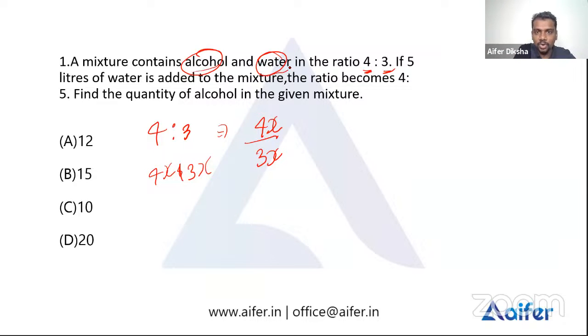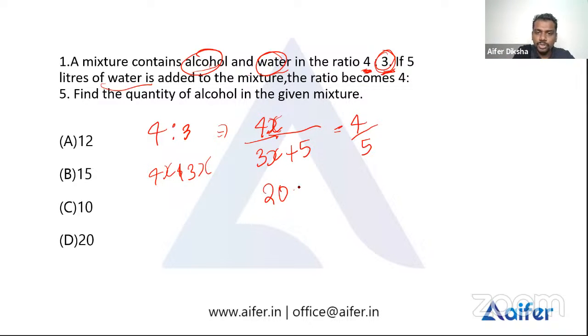So a mixture contains alcohol and water in the ratio 4:3, this is alcohol and this is water. 5 liters of only water is added. So we have 4x by 3x plus 5. Why are we adding only in the denominator? Because as per the given question, alcohol and water in the ratio 4:3, 3x is the water, so we'll be adding 5 to the 3x. And remember, in the numerator, you have to write it as 4x. You can't write it as merely 4. The new ratio becomes 4 by 5.